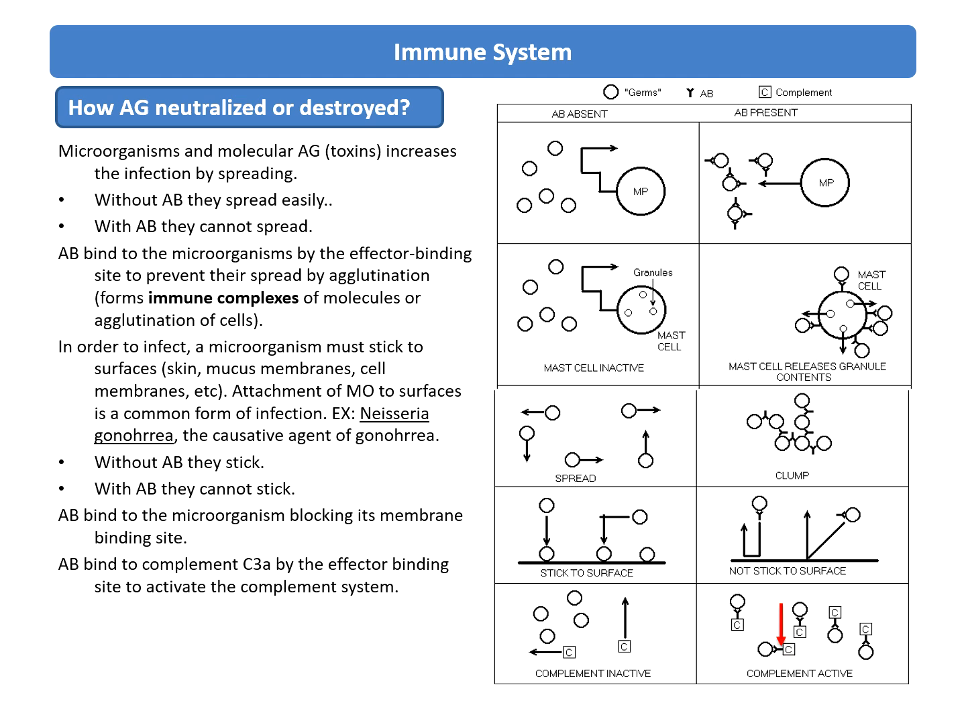Antibodies bind the complement C3a by the effector binding site to activate the complement system. Now hang in there. I know I keep referring to complement and I haven't talked about it yet, but it's coming up. The complement system will be described.